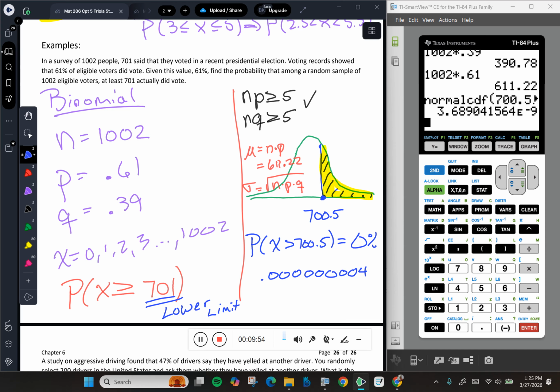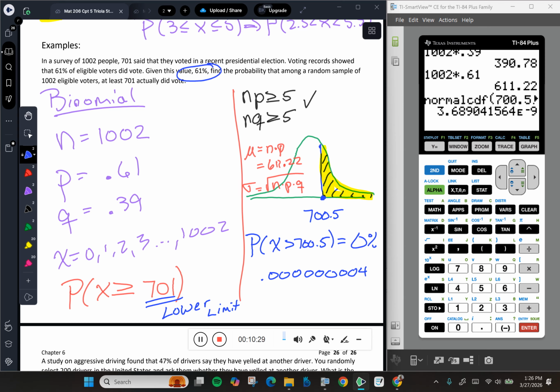So the probability that if only 61% of the voters voted, that 701 people who said they voted actually did vote is so small that it makes me think that something's wrong with this problem. Either the people who said they voted actually didn't vote, or maybe the 61%, this assumption that was made, is false. And so we think back to the last session.